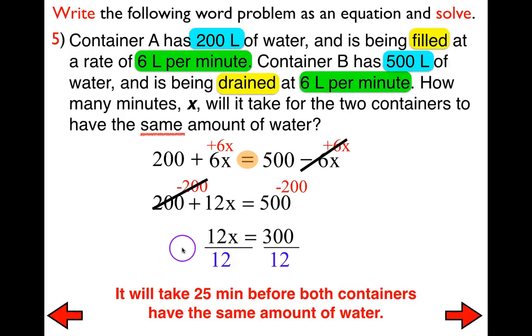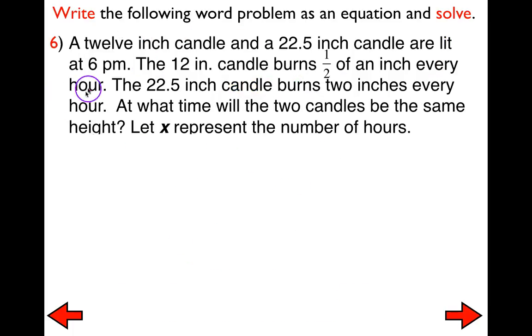So let's look at another example. So here for number 6, it says a 12-inch candle and a 22.5-inch candle are lit at 6 p.m. The 12-inch candle burns 1/2 of an inch every hour. The 22.5-inch candle burns 2 inches every hour. At what time will the two candles be the same height? Let X represent the number of hours. So they are asking me when are they going to be the same height, and they do want us to use X as a variable.